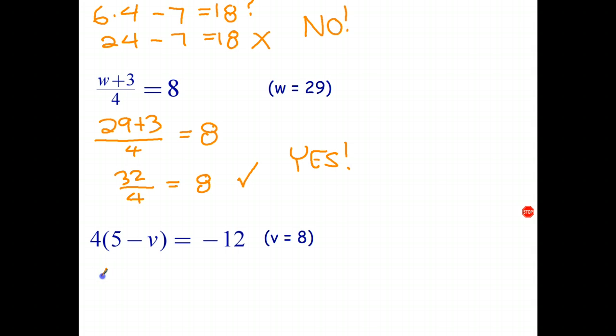Okay, the last one. 4 outside of 5, take 8, equals negative 12. Oops, I should have put a question mark there because I don't know if it's true yet. Okay, 5 take negative 8 is negative 3. And 4 times negative 3 does equal negative 12. So v equals 8 is the solution to that equation.